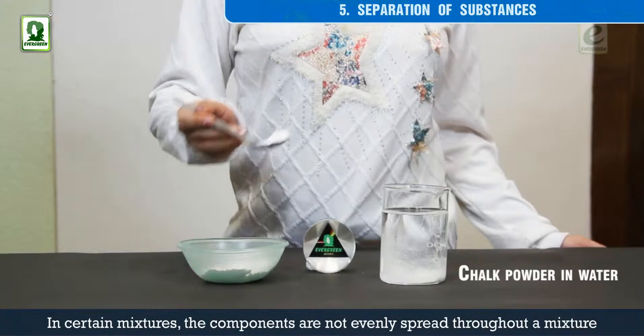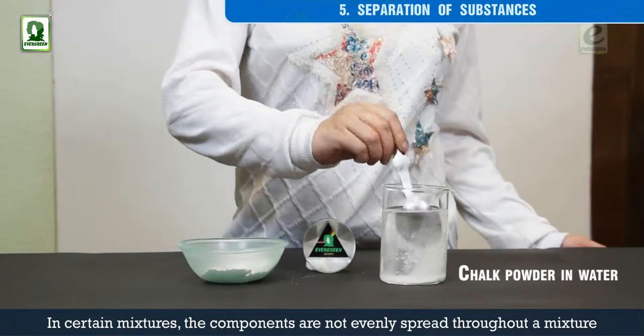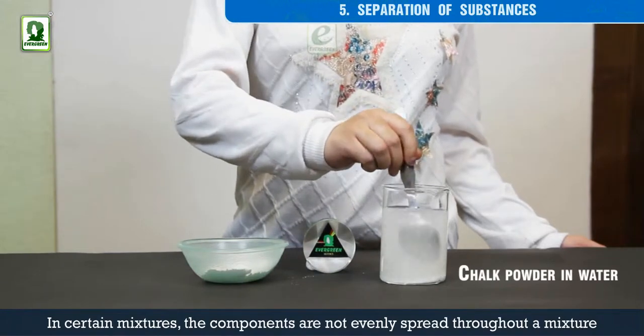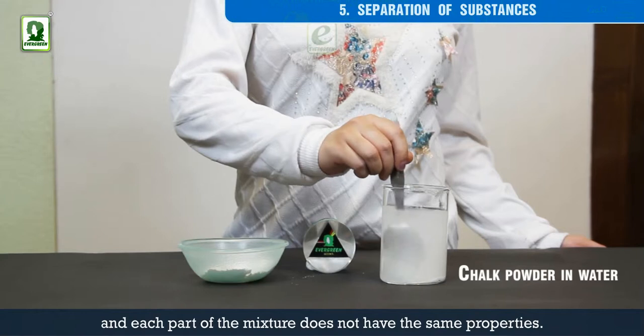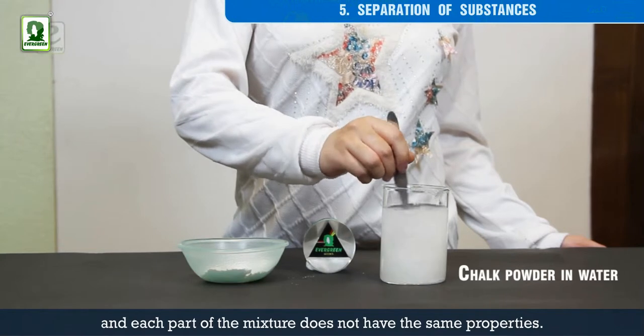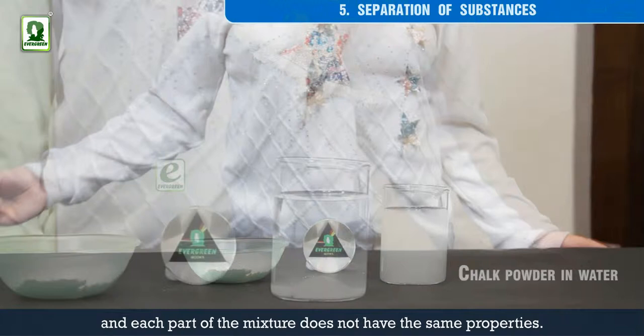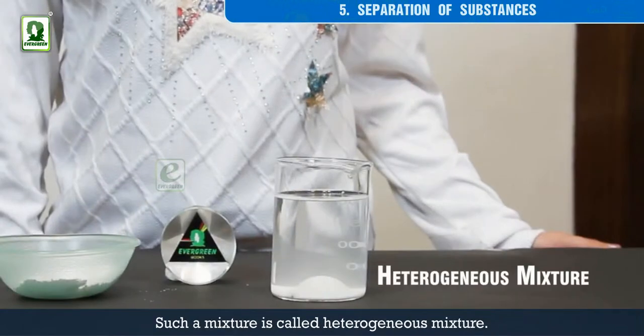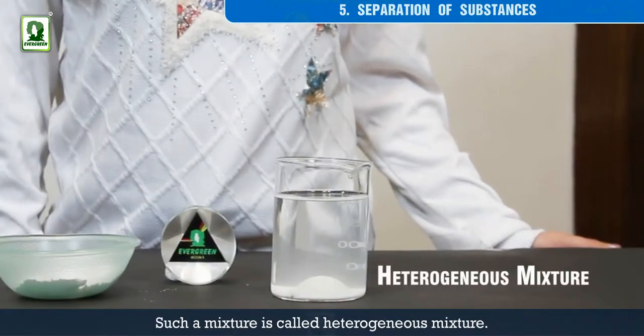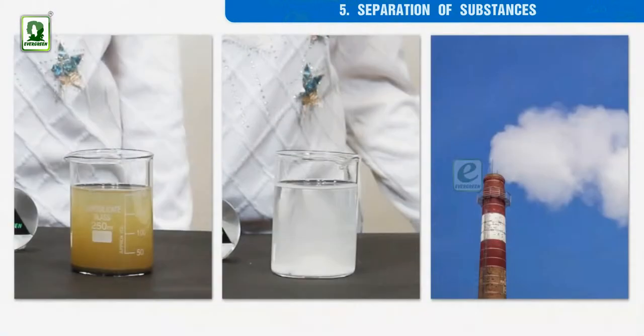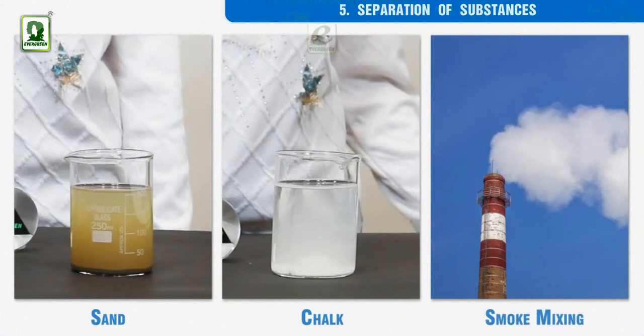In certain mixtures, the components are not evenly spread throughout a mixture, and each part of the mixture does not have the same properties. Such a mixture is called heterogeneous mixture. For example, a mixture of sand or chalk in water, or smoke mixing with air near a factory.